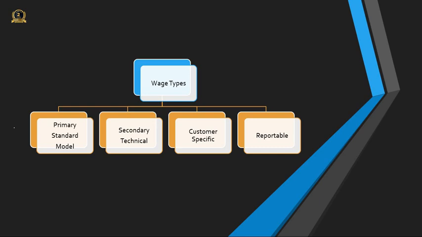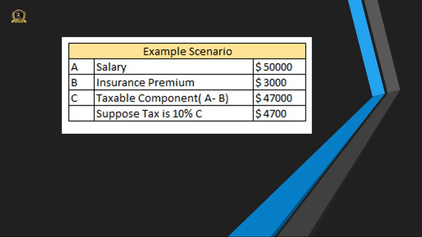4. Reportable wage types. This subgroup of technical types is special. They're the VIPs when it comes to tax reporting. Imagine them as amounts you report to the government for tax calculations.